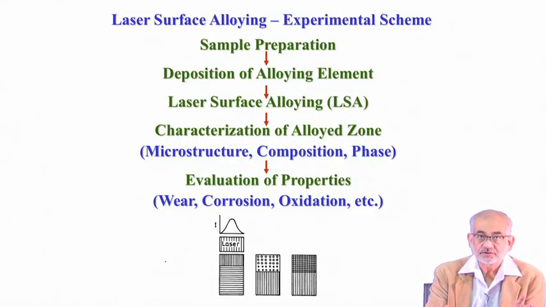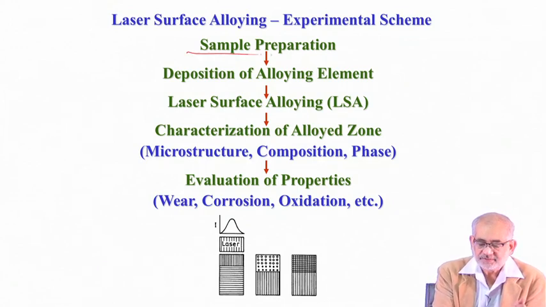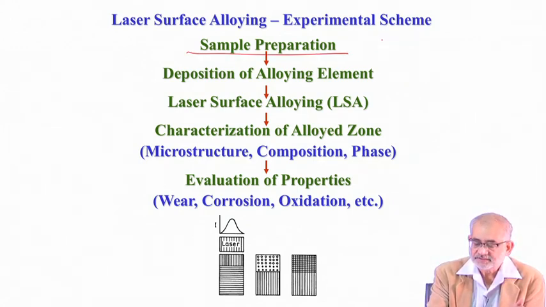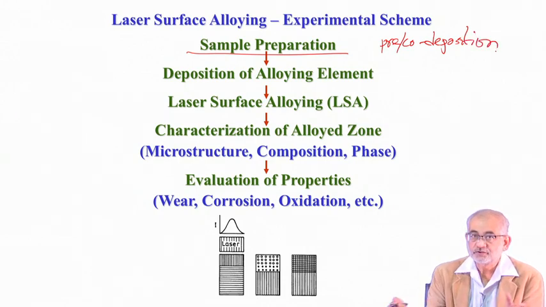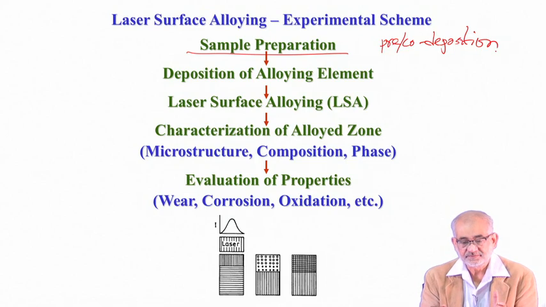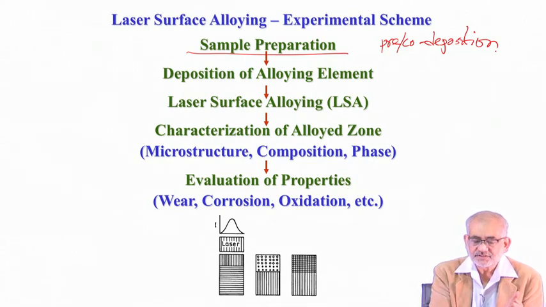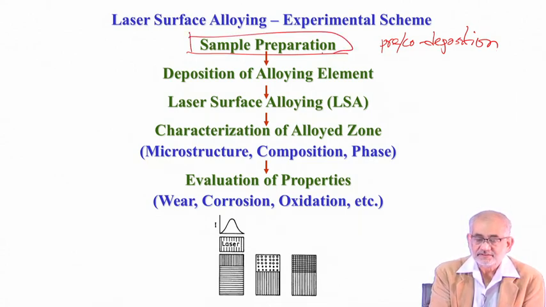So process wise, first we have to prepare the sample, either for pre or co-deposition. We first polish the surface, remove all oxide layers, and in some cases do some sand grit blasting, so that we make the surface intentionally a little rough so that it melts easier and can also wet easier with the melt pool that will be created for alloying. So a certain amount of sample preparation, or substrate surface preparation, is required.